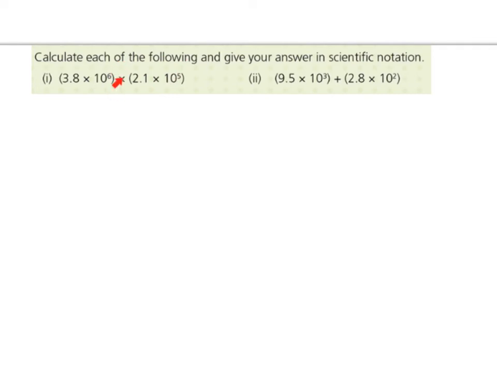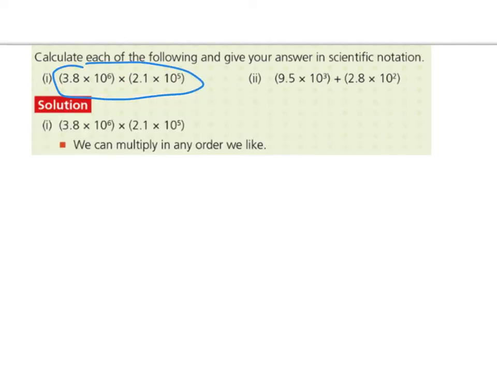So we're multiplying two scientific notation numbers. In the next example, we will be adding, but in this example, we are multiplying. So this is the question that we're focusing on here. So we can multiply in any order we like.